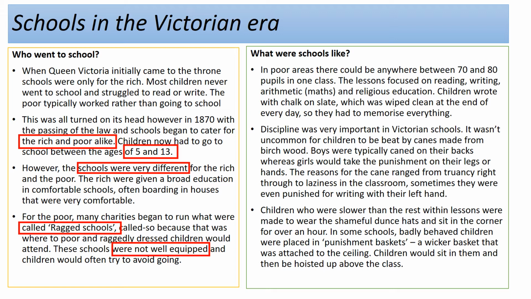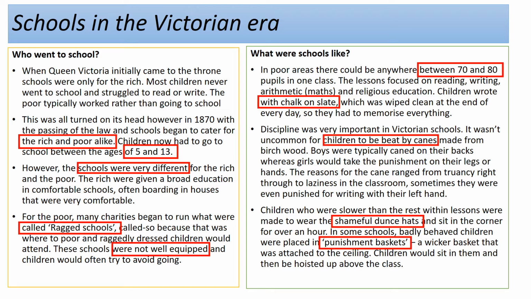In addition, what you might have also noted down is that class sizes were much bigger. We saw that in the image earlier, but they could be anywhere between 70 and 80 pupils in one class in schools in poorer areas, or those ragged schools as we mentioned before. And we also saw from the image that children wrote on slates, were using chalk, but what's important is that that was cleared at the end of every day, so children had to memorise everything that they noted down. There's no exercise books that they could take away and revise from.